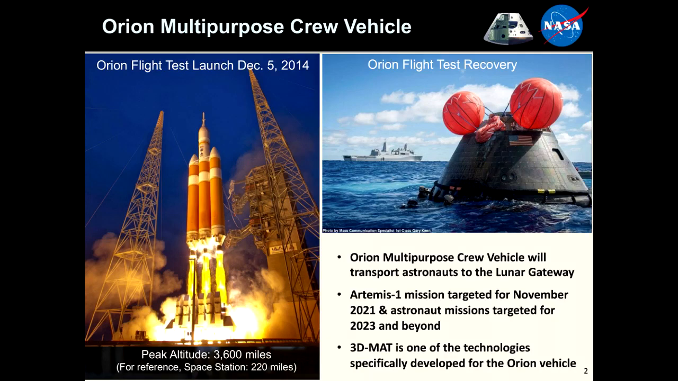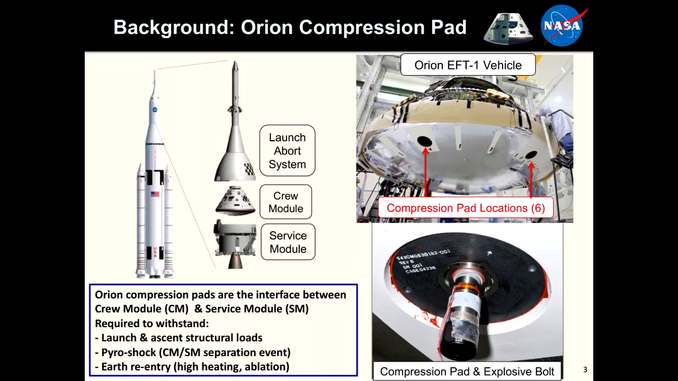The Orion Multipurpose Crew Vehicle is going to transport astronauts to the Lunar Gateway for access to the moon and eventually deeper into the solar system. I should point out that Artemis 1 is the next mission to fly, and that's going to happen later this year, a few months or so from now. Then astronauts will start flying missions in a few years, targeted for 2023 and beyond. So 3D MAT is one of the technologies we specifically developed for this Orion mission to enable part of the heat shield design.